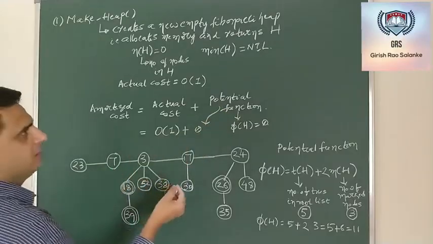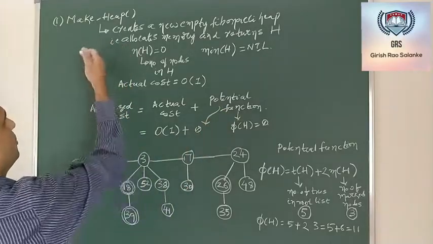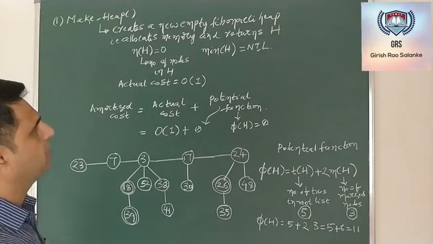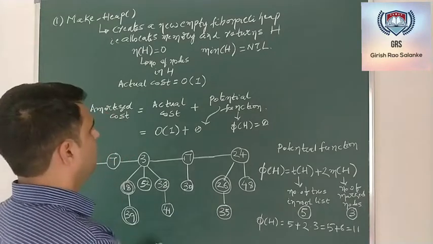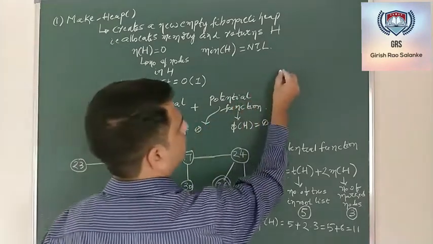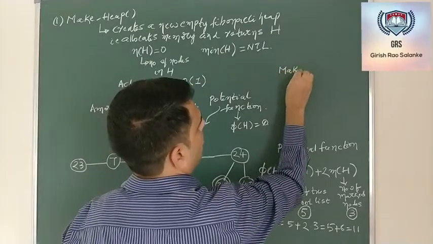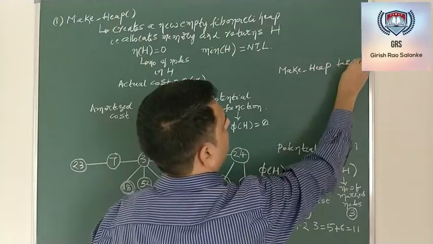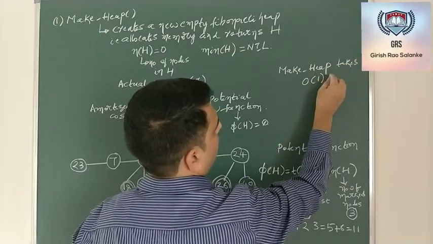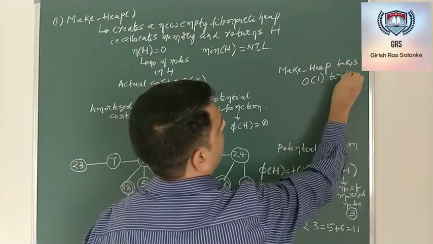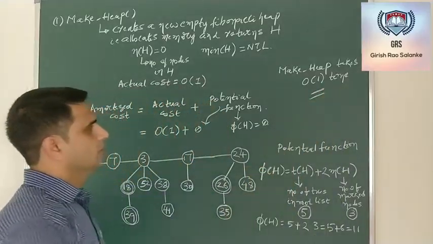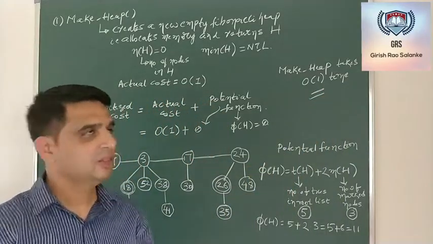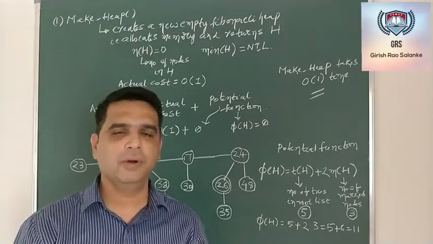Hence, the time complexity or the amortized cost to perform the make heap operation in case of a Fibonacci heap is order of 1. Make heap takes order of 1 time. That is, it takes a constant time. Hope this is clear. This was about the make heap operation.